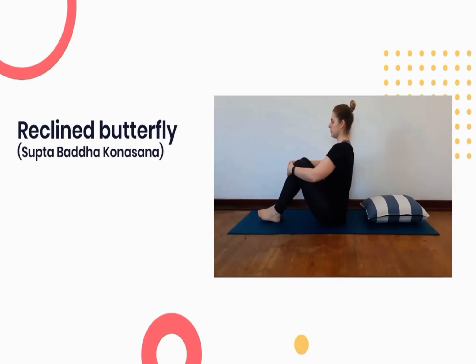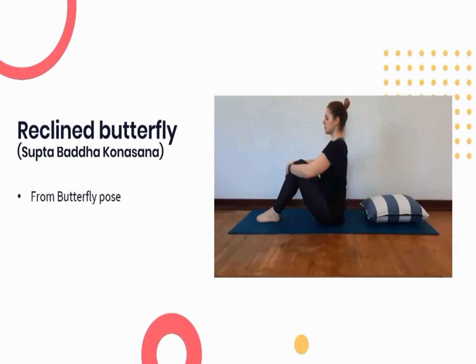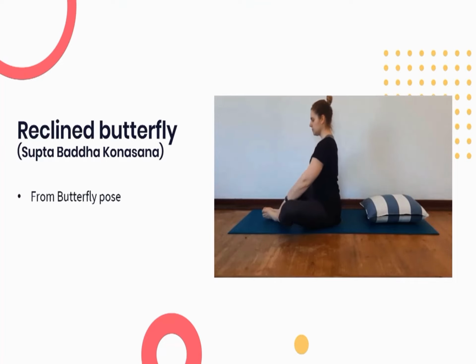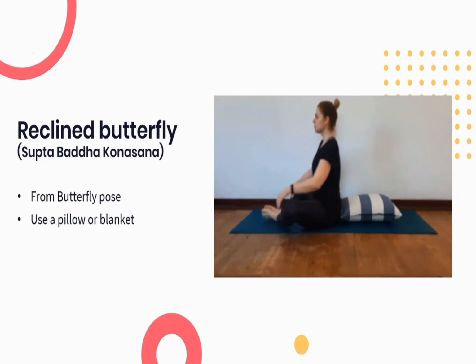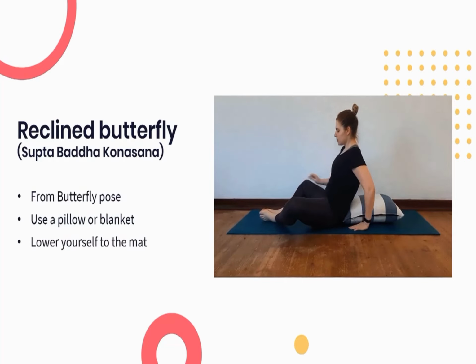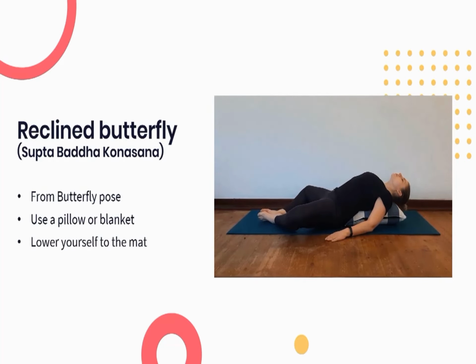Reclined butterfly, Supta Baddha Konasana. We start in our Baddha Konasana. Place a pillow or bolster under your spine and maybe a blanket under each knee if the angle of your hips is uncomfortable. Slowly lower yourself onto the pillow and allow your chest to open as you release your arms to the mat. This subtle back bend opens the front body, shoulders, and groin.